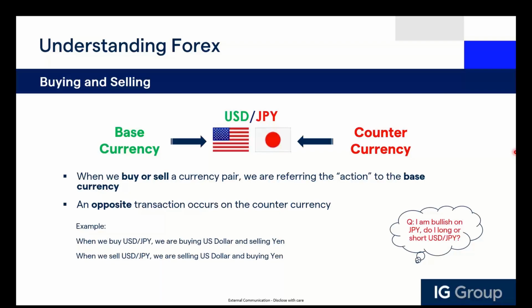You can type in the question box to test your understanding. Imagine if you are bullish on the Japanese yen. So right now you think that the Japanese yen will strengthen. So do you think you should buy this pair, the US dollar against the yen, or do you think you should be shorting this pair if you are bullish on the yen? Okay, so I'll just give you 10 seconds to type this in the question box.